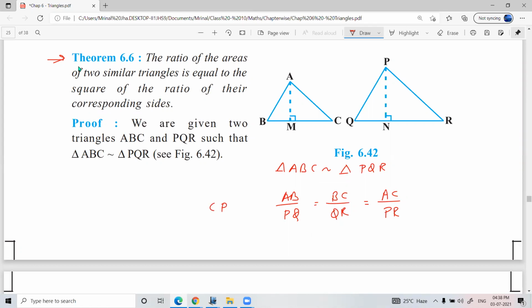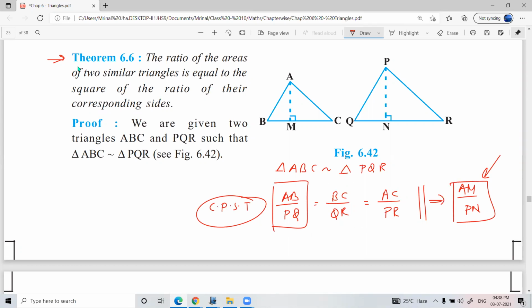This is the condition which directly comes from the similarity of triangles. By CPST we can take this. But we also have solved problems and we know that this ratio is also equal to the median ratio, AM by PN. So remember this, they might ask you 1 mark questions based on this, okay? You should know that the ratio of the sides is also equal to the ratio of corresponding medians. If A and P correspond to each other, then if you drop the median from them, in this figure it is altitude, but you know that it will hold for median also.